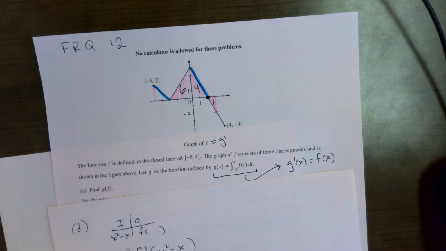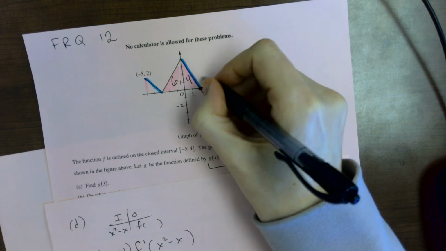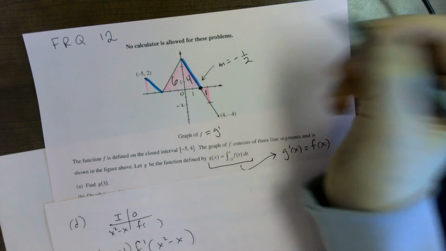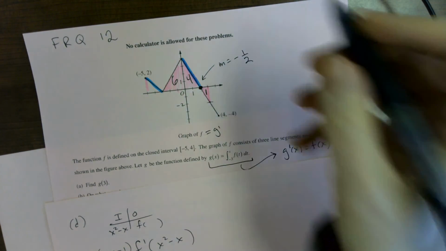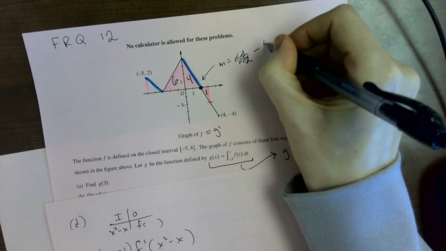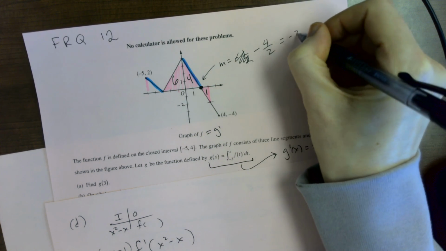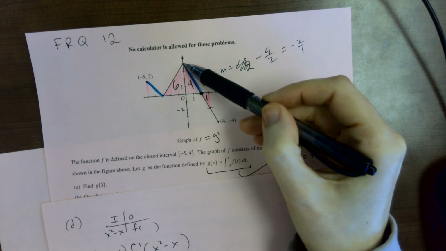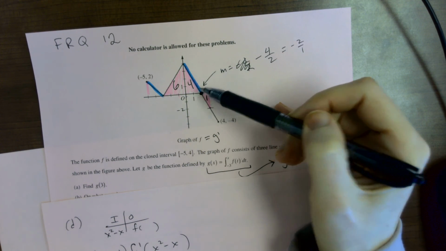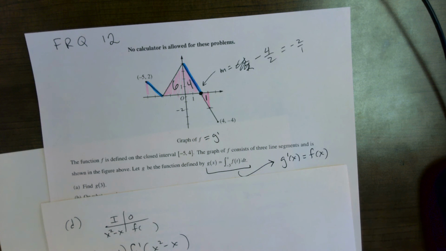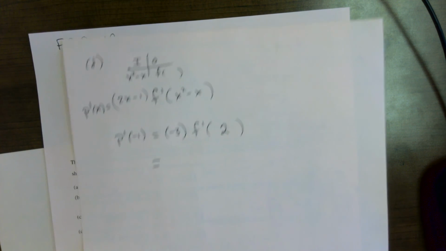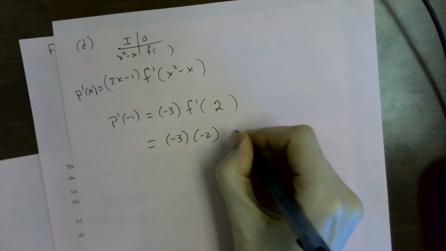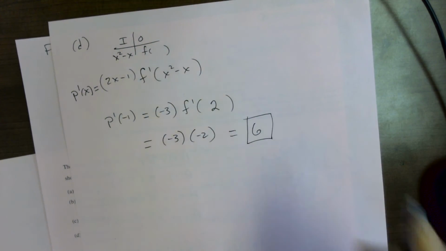And actually, guys, I kind of already said it. The slope of this line is negative 4 over 2, which is negative 2 over 1. Right, that's the slope of that line. You go down 4, right 2. That's negative 4 over 2, that's negative 2 over 1. So this is negative 3 times negative 2, that's 6.